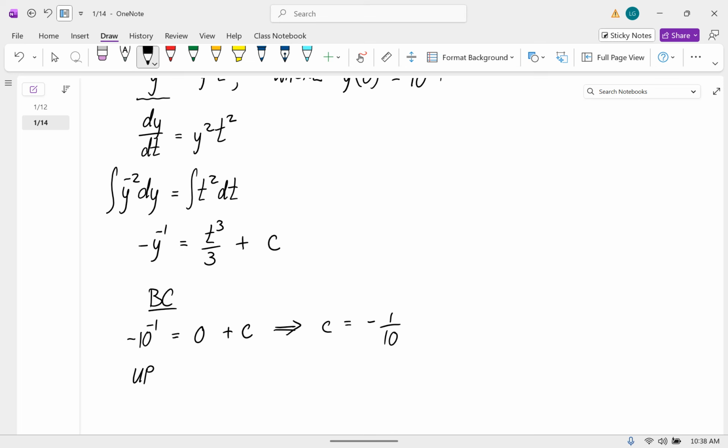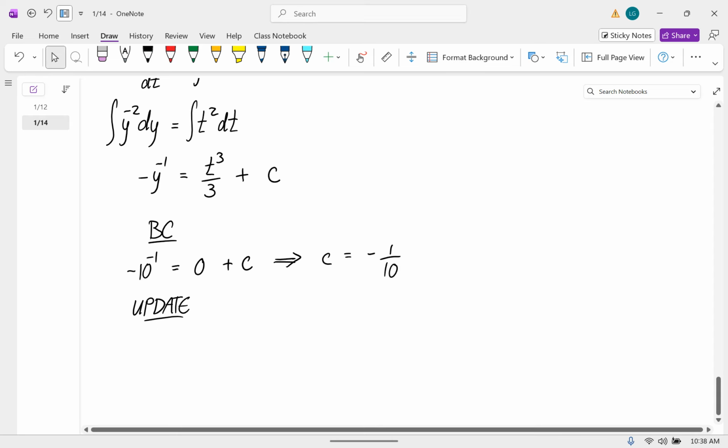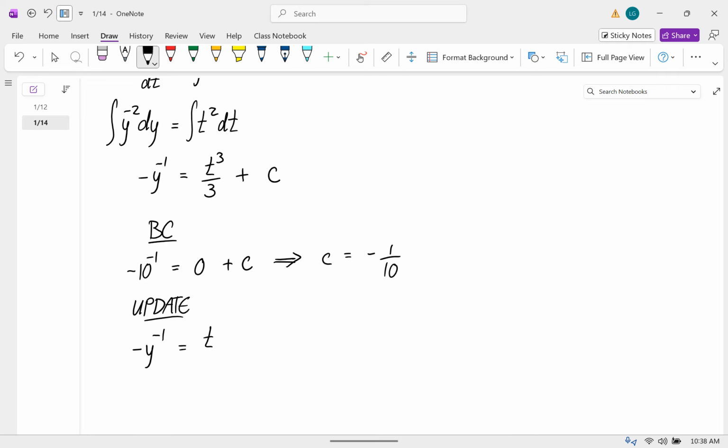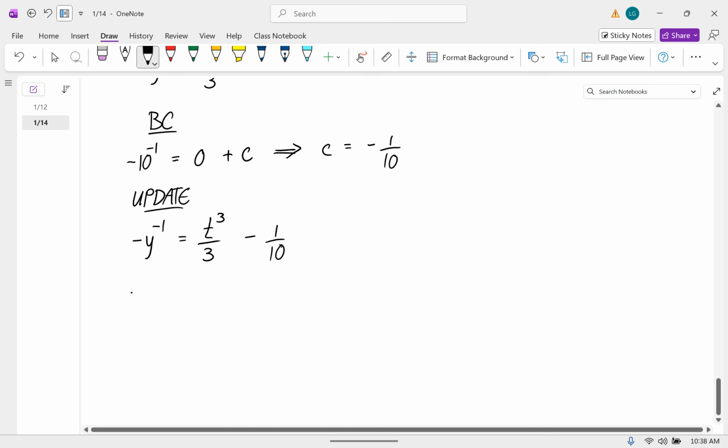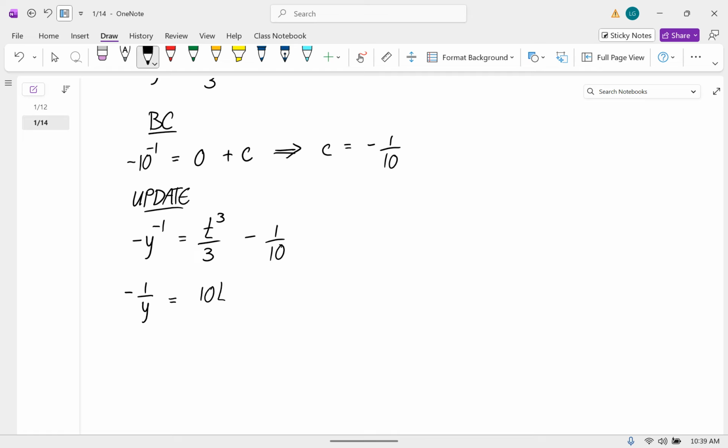And now I'm going to update my function now that I know what c is, or update my relationship. So we have negative y to the negative 1 is equal to t cubed over 3 minus 1/10. So we have negative 1 over y is equal to 10t cubed minus 3 divided by 30. So now it's just algebra to get.